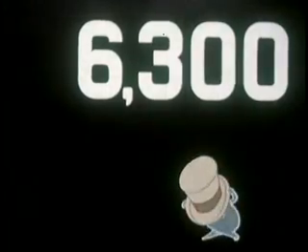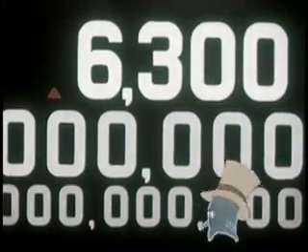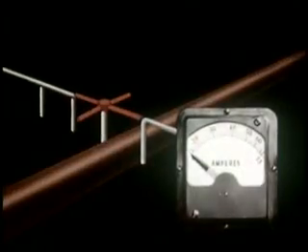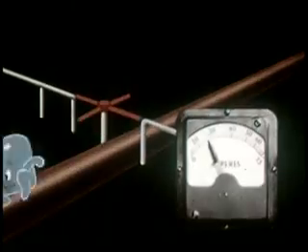1 amp, now hold on to your hat, 6,300,000,000,000,000,000 electrons passing any given point in 1 second. Current, or amperage, then, is the number of electrons that pass a given point in a given time.